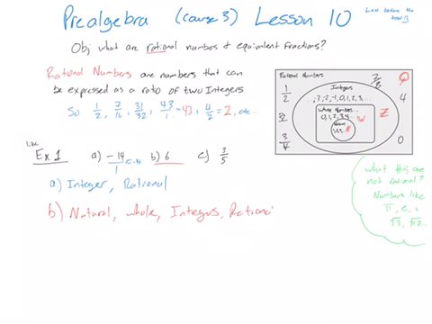Alright, moving on then to part C. Well, is it going to be in the natural numbers? No, because it's a fraction, and that doesn't reduce down, which we're going to talk about here in a second. So it's not there, it's not whole numbers, it's not integers, it's just a rational number.